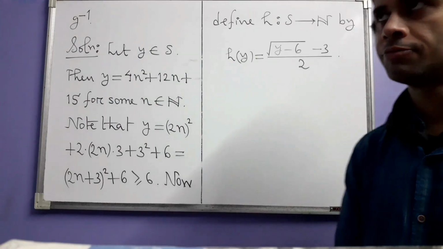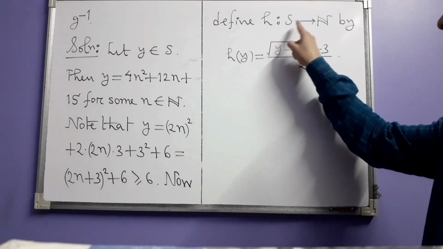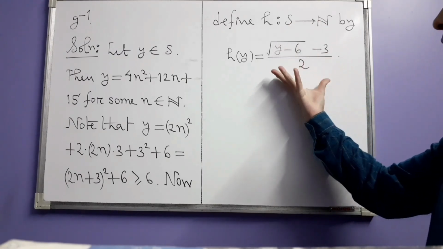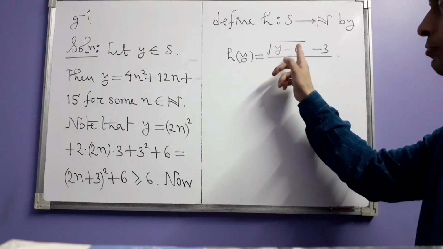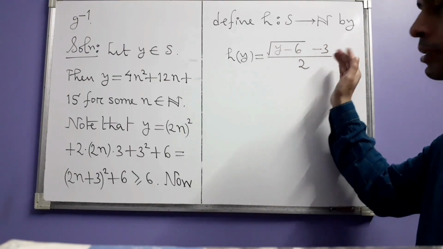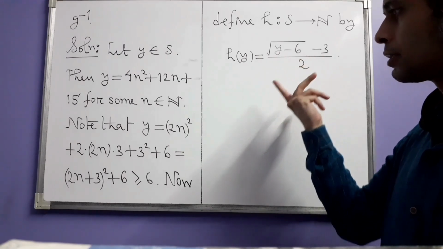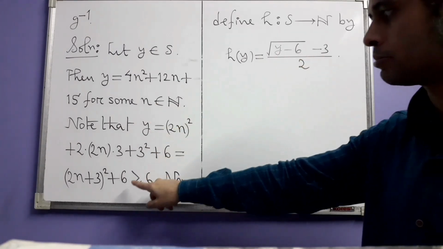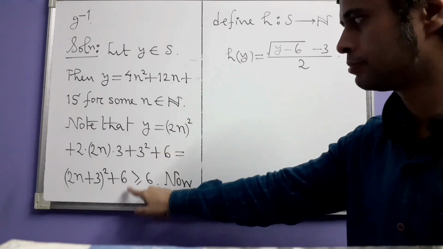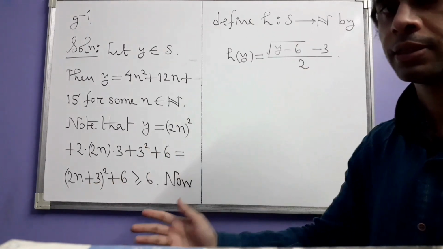So this is how we define h. h will be defined from S into N, and the formula is this: h of y is (square root of y minus 6, minus 3) divided by 2. Again the question arises, how did we figure out h? Well, that comes from here, that y is equal to this, from that itself it comes.